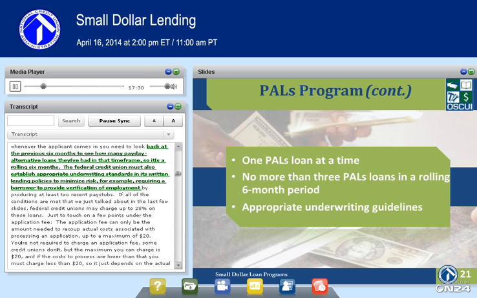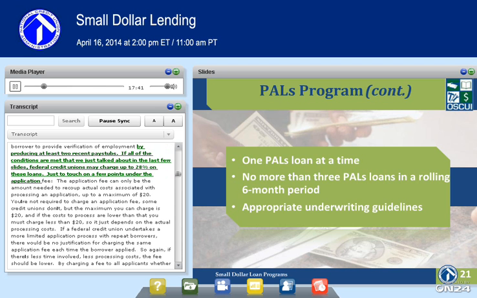The federal credit union must also establish appropriate underwriting standards in its written lending policies to minimize risk. For example, requiring a borrower to provide verification of employment by producing at least 2 recent pay stubs. If all of the conditions we just talked about in the last few slides are met, federal credit unions may charge up to 28% on these loans.